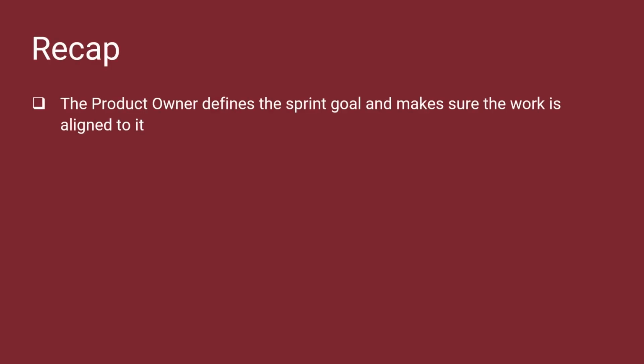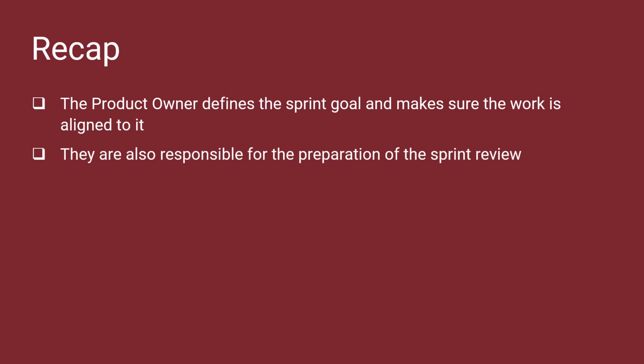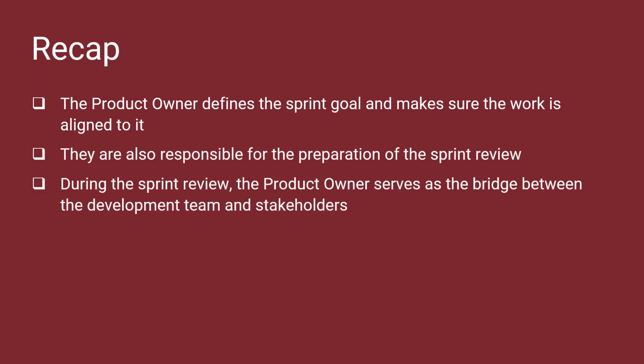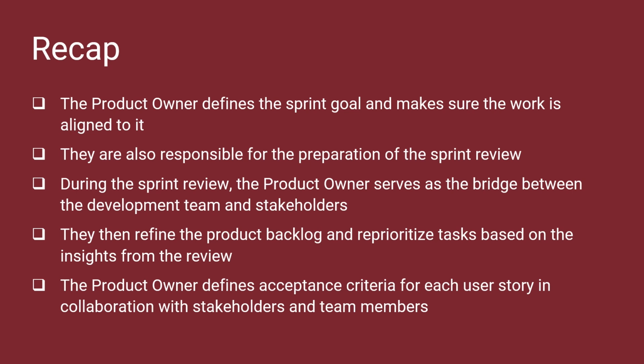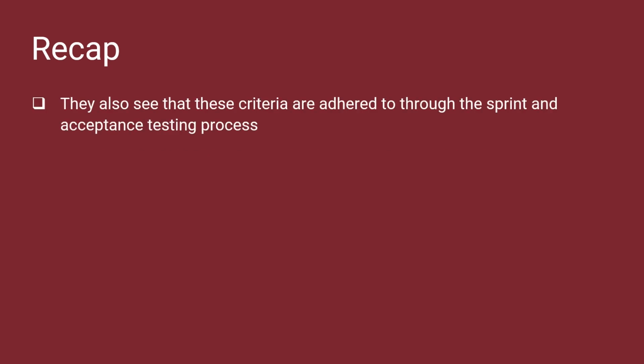In this video, you learned that the product owner defines the sprint goal and makes sure the work is aligned to it throughout the planning and execution of the sprint. They are also responsible for the preparation of the sprint review. During the sprint review, the product owner serves as the bridge between the development team and stakeholders. They then refine the product backlog and reprioritize tasks based on the insights from the review. The product owner defines acceptance criteria for each user story in collaboration with stakeholders and team members. They also see that these criteria are adhered to through the sprint and acceptance testing process.